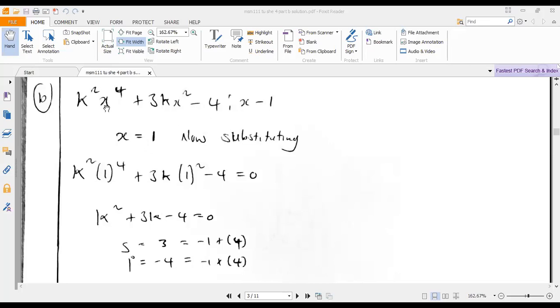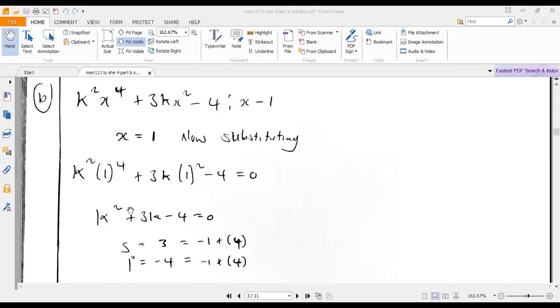Now, where there's x in this polynomial, you put a 1. So where there's x to the power 4, we put a 1. Then where there's x to the power 2, we put a 1. You discover that 1 to the power 4 is just 1. 1 times k squared will be k squared plus 3k times 1 is just 3k minus the 4 here.